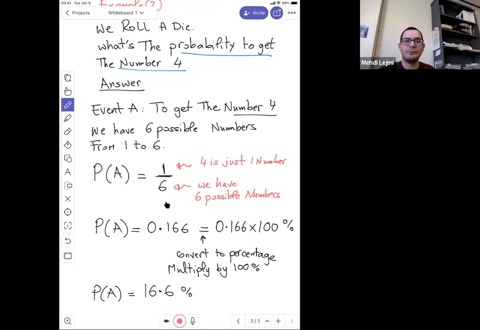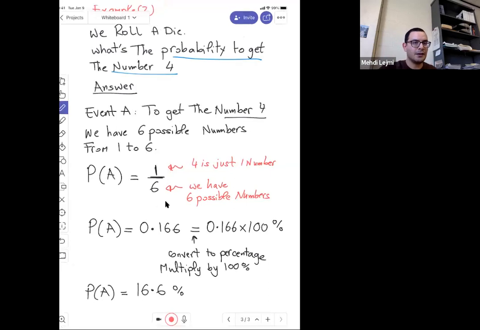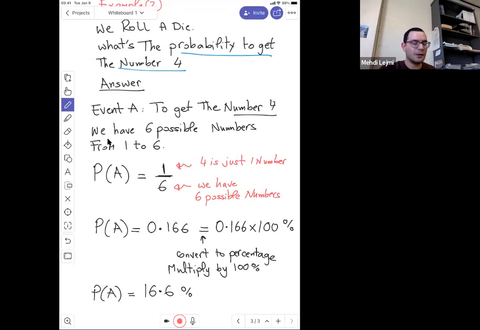All right, so that's the probability of the event A.